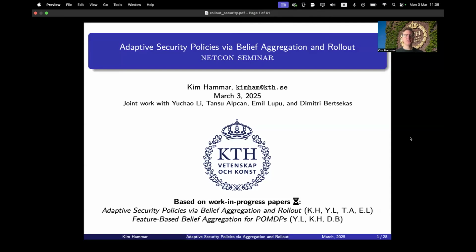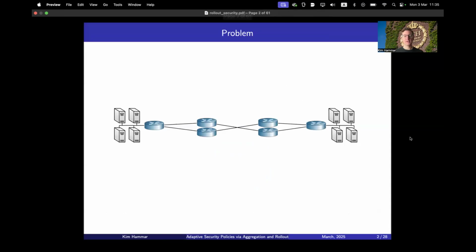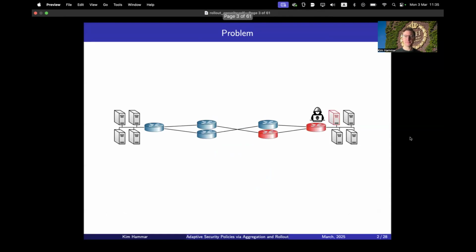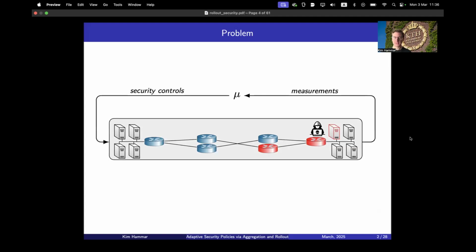Welcome to this presentation, which will be about adaptive security policies via belief aggregation and rollout. So we consider a networked system that consists of a set of interconnected components, some of which may be compromised by an attacker. And the problem is to find an effective security policy that uses measurements from the system to prescribe security controls, such as flow control or access control.